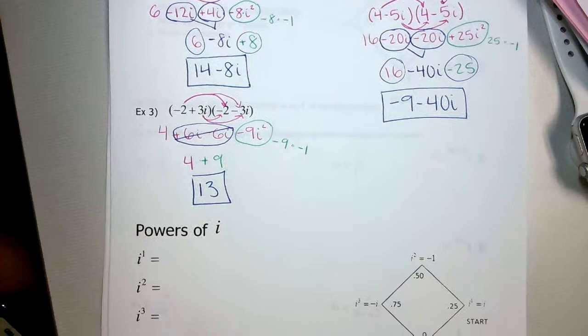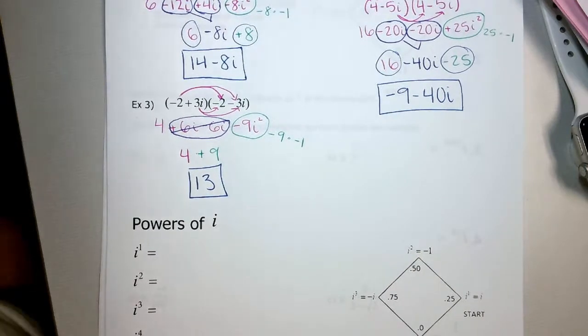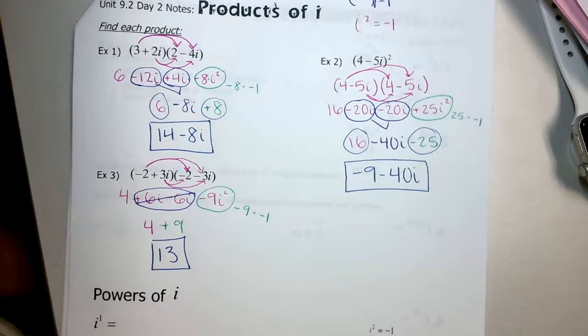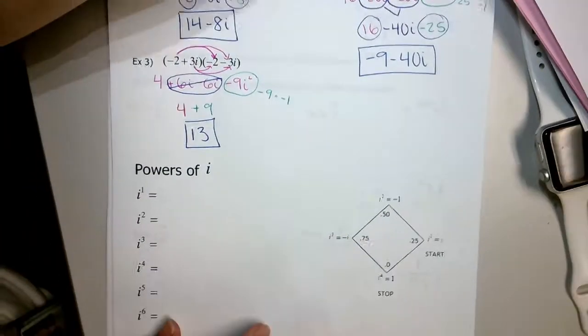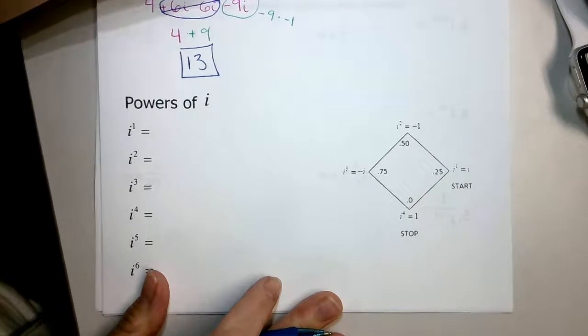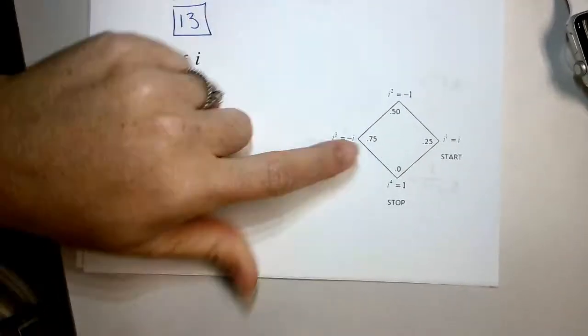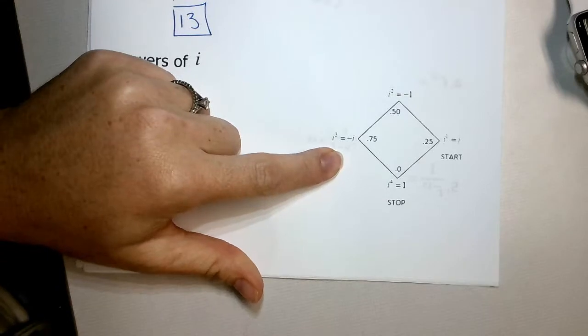So when there's a conjugate, it most likely will always cancel your I's if it's written in proper form. Okay, so that was just kind of a refresher of yesterday. But now look at powers of I. Powers of I are what we're talking about today. This is going to be your best friend, because this is what's going to help us.